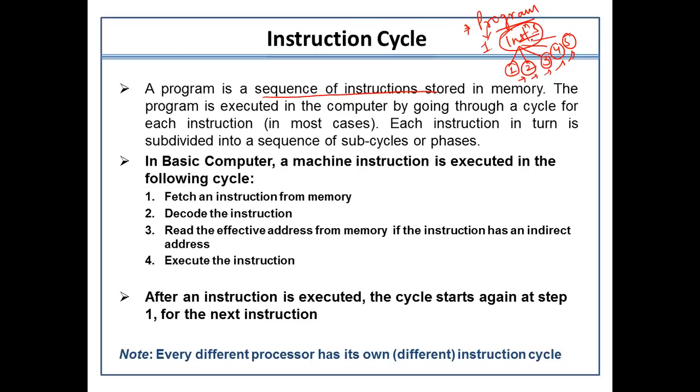If one instruction has, let's suppose, 5 or n number of parts, only after performing all those n parts can I say that the particular instruction is executed. That is why it is important to understand that each instruction is subdivided into a sequence of subcycles or phases. Now the second point: why are we calling this topic an instruction cycle?